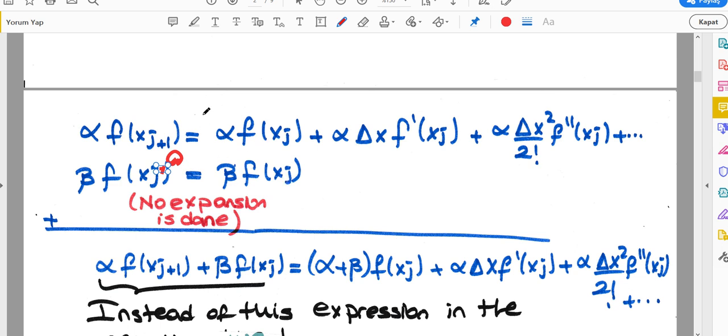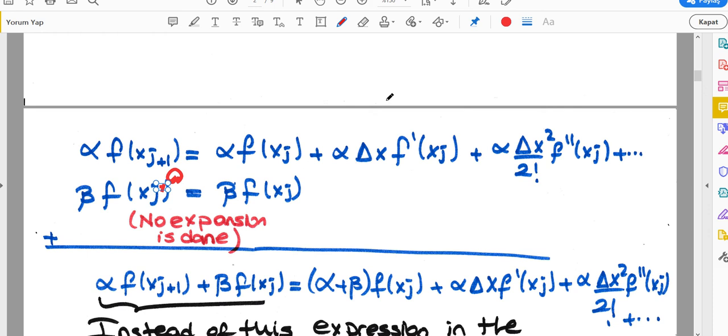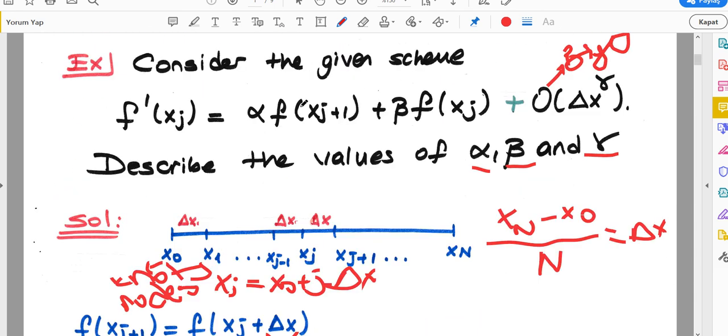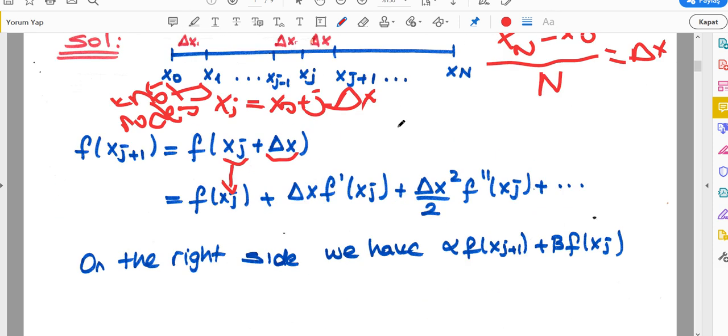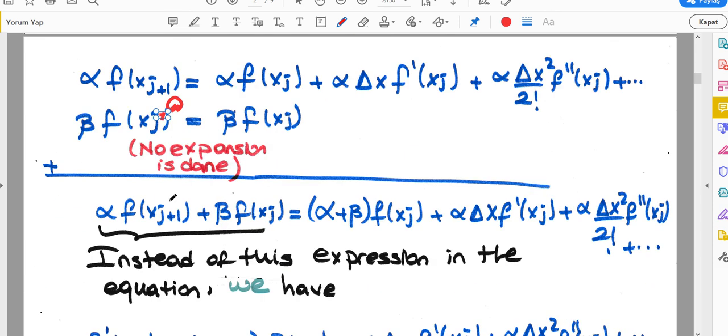So by writing this, because of the right side of the expression, as you can see, I am adding alpha f of xj plus 1 and beta f of xj term by term, don't forget. Here is f of xj, so I have the coefficients alpha and beta. And continue: there is no more first derivative, so alpha times delta x, and alpha times delta squared x divided by 2 factorial, something like that.